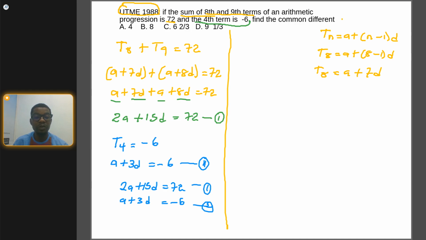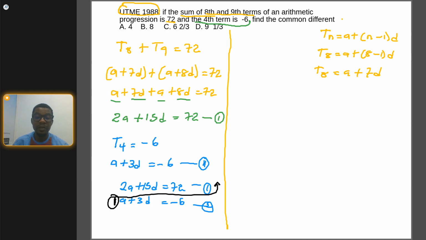We want A and A to have the same coefficient, or D and D to have the same coefficient. So to do that, we're going to use this portion of the board to make equation 1 and 2 have the same coefficient. We are going to multiply equation 1 by the coefficient here, which is 1. So you multiply equation 1 by 1.